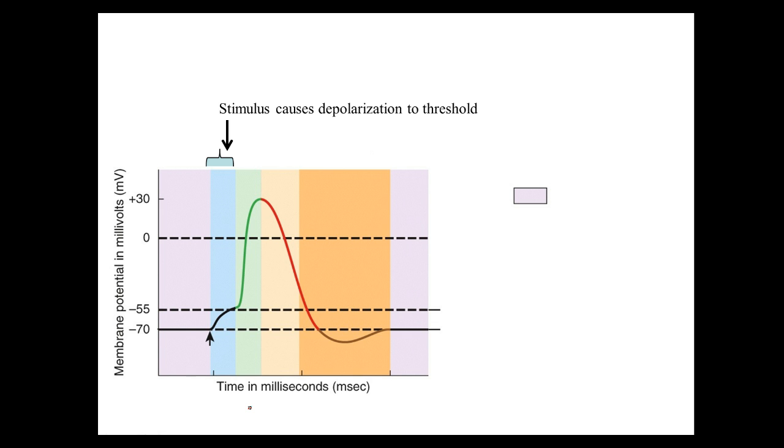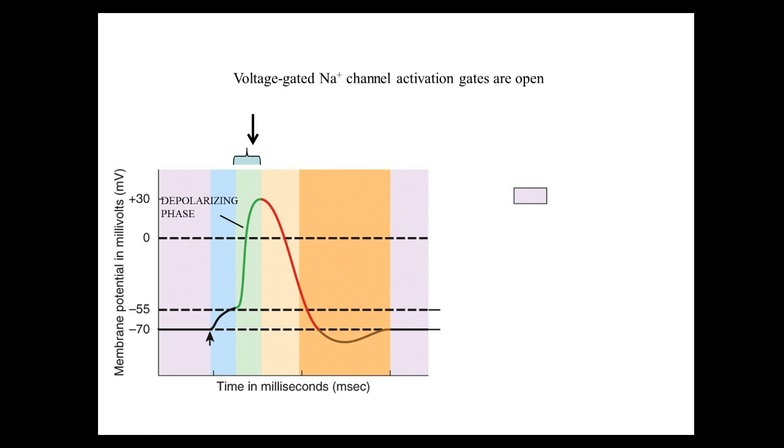Once we hit threshold at the hillock, we are going to go directly into the depolarization phase. That's the up phase going towards positive 30. For this phase to occur, sodium voltage gates will open so sodium can rush into the cell. Remember, sodium is naturally on the outside. With all that sodium rushing in, we go from negative 55 to positive 30, which finishes the depolarization phase.